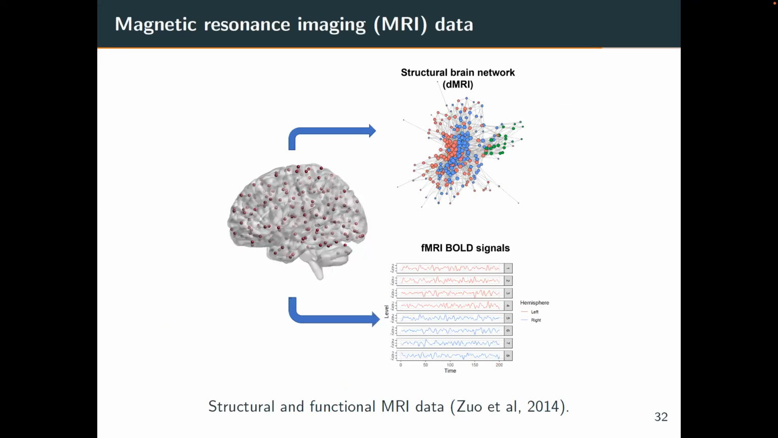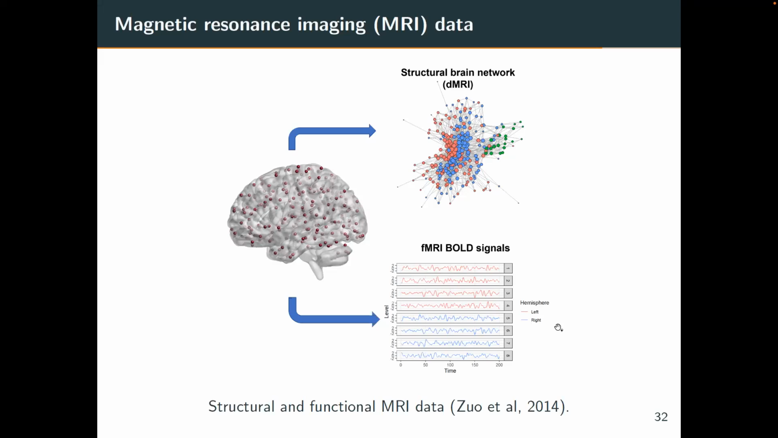I also have an illustration here with some real data based on structural brain networks. So this is the connectivity of different vertices according to the nerve tracks that connect them anatomically. And then we also have fMRI BOLD signals. So for each vertex, we observe the level of oxygen. And this is measured with a time series. So basically, we have n time series, one per vertex.